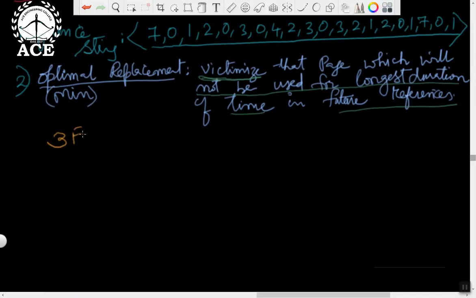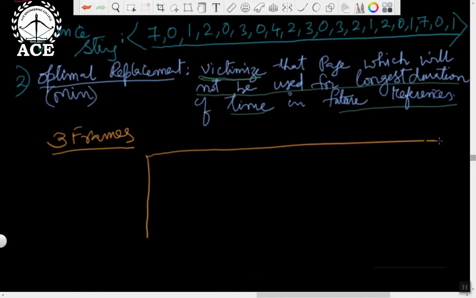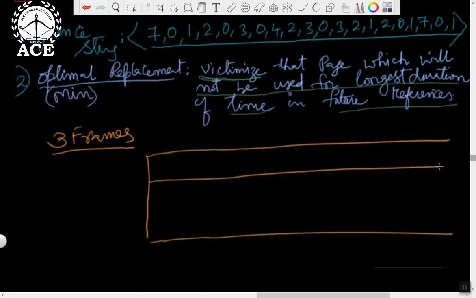I will take 3 frames. I will work out for 3 frames as usual. So pay attention, understand. It's very simple and interesting. Okay, so let's see. This is the first frame, this is the second frame and the third frame. 3 frames. So these are the initial 3 frames.